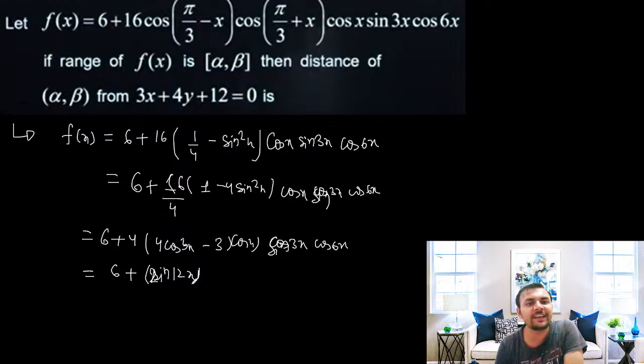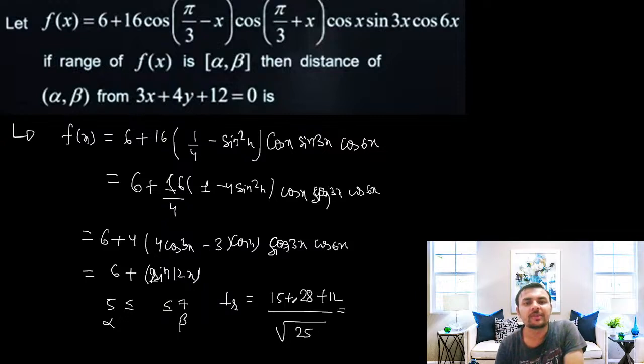So sin is between minus 1 to 1. So it is 5 to 7. So this is alpha, this is beta. Now the distance of alpha beta. So perpendicular distance is nothing but put the point 15 plus 28 plus 12 upon root under 25, which is 5. Okay. So it is nothing but 40 plus 15, 55 by 5. 11 is the answer. So this is the simple trick.